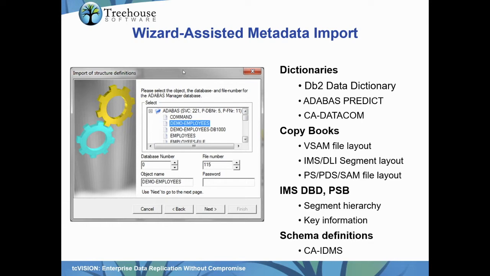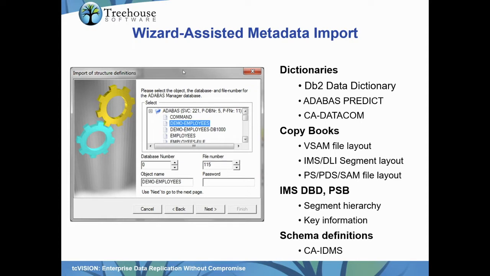And so, just a couple of screenshots here of a couple different pieces with the wizard. Whenever we're looking to do the metadata import, tcVISION is going to be using whatever the native dictionaries are for the system. So in the case of something like DB2 or Postgres, we'll just be going against the database's dictionary itself. For other types of mainframe databases like VSAM or IDMS, we'll be using copybooks. For things like IDMS or Adabas, we'll go against those databases' embedded data dictionaries. So however the data is defined on the mainframe side, tcVISION is going to interact with that mainframe database just like any other mainframe application would.